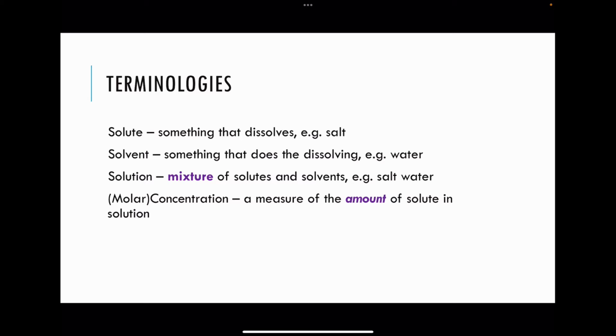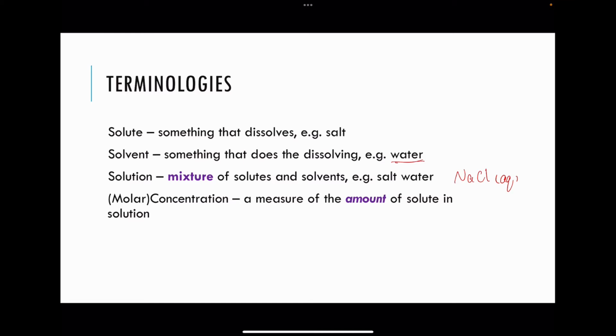What we normally do is we will have the formula for the solute, and then we put what we use as solvent in state symbols. Okay, so for salt water we use NaCl, so we know that's the solute, and then we put aq, aqueous, to stand for water.